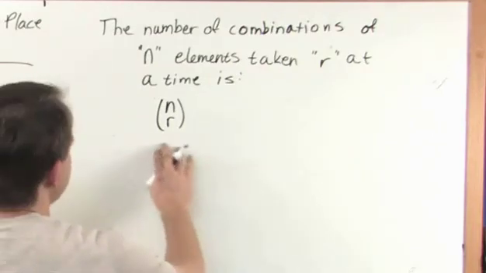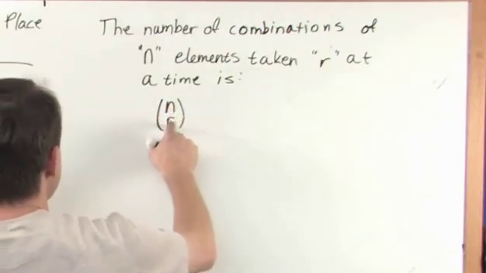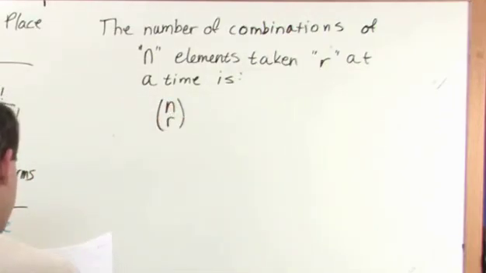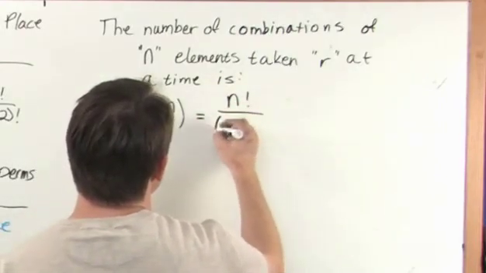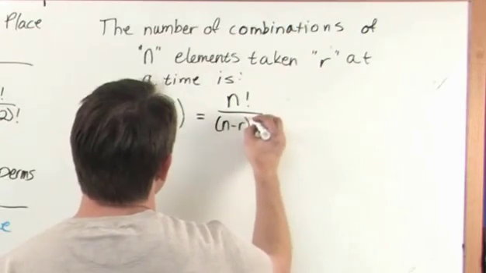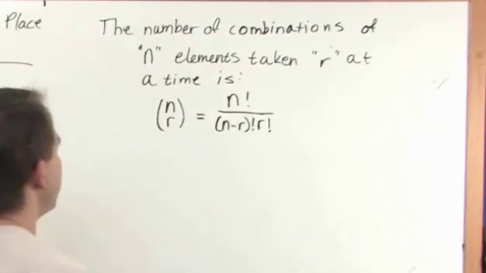You're just going to have to get used to this. There's no fraction here. It's not n divided by r. It's just n and r, with a parentheses around it. Let me write it down, and we'll talk about it. What it is: n factorial over n minus r factorial times r factorial. Okay? That's what it's equal to.